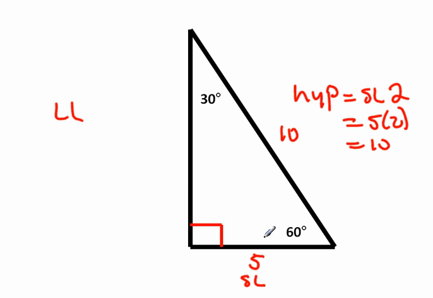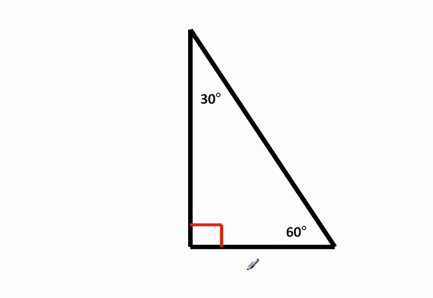Now what I would like to do is find what the long leg is. And the relationship with the long leg is that it's equal to the short leg times root 3. And that is always the case. So we have our short leg is 5, so this ends up being 5 root 3 is what the long leg equals. All right, let's look at another example.